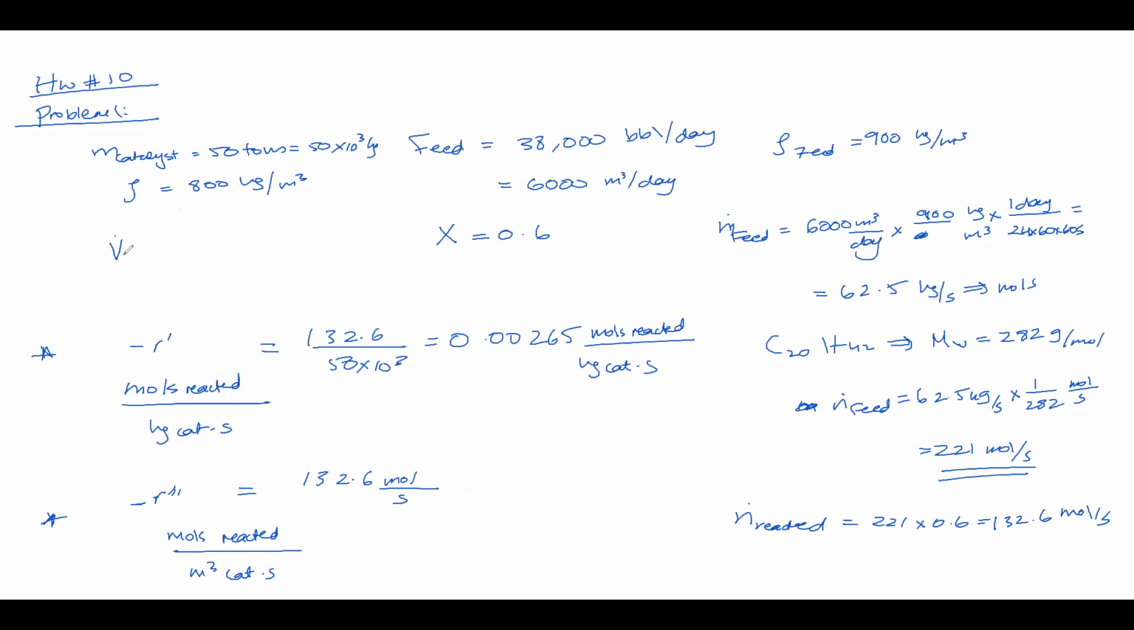Let's rewrite this properly. The volume of the catalyst in this case will be 50 times 10 to the power 3 kilograms divided by 800 kilograms per meter cubed, and this will be 50,000 divided by 800. This number will be very conveniently 62.5.